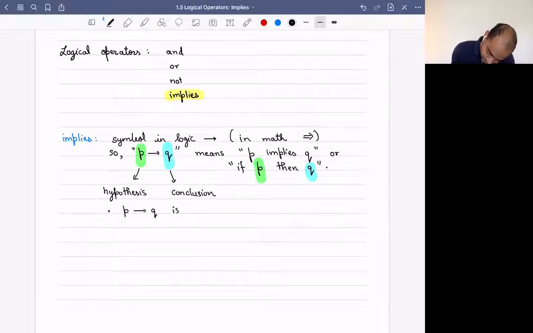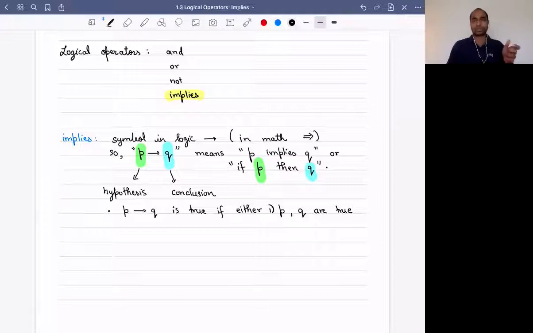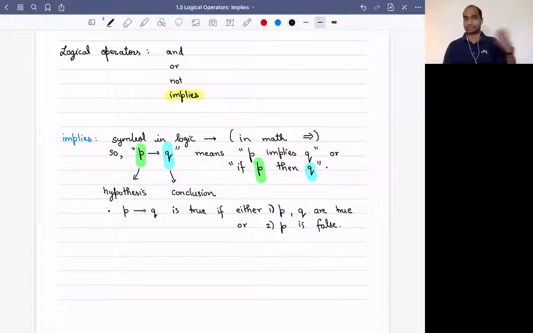P implies Q is true if either both P and Q are true. So either the hypothesis and the conclusion are both true, or, and this is the weird part, P is false. So an implication becomes true if the hypothesis is false. That's just how it is. It might feel weird, but that's what we have in logic and hence in mathematics. And all of mathematics uses this convention. So you have to stick to this.